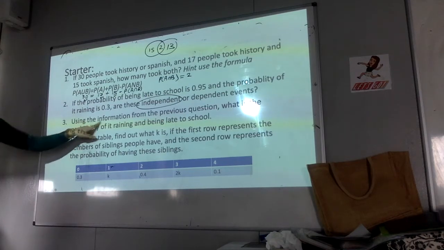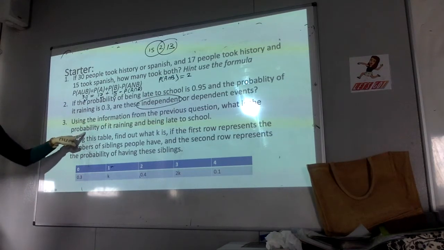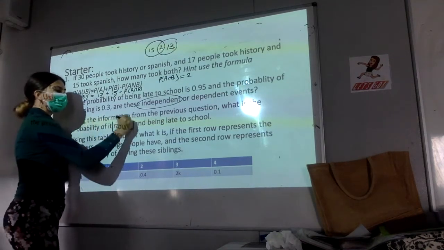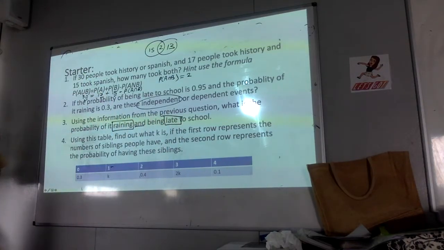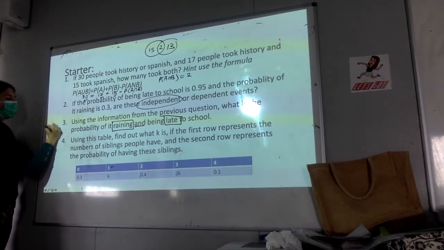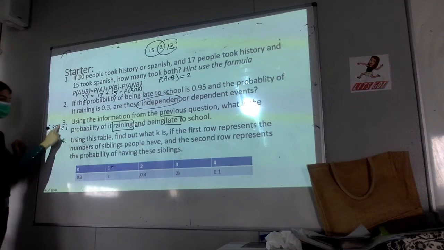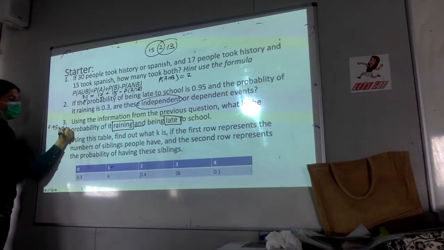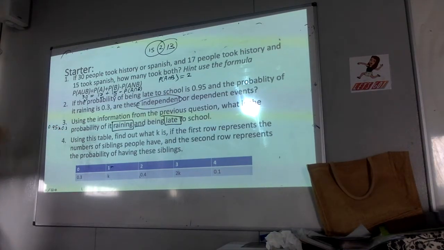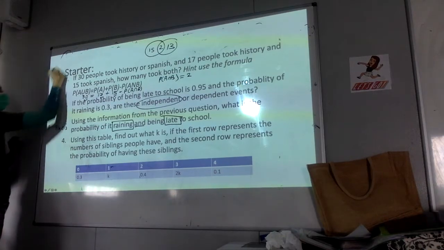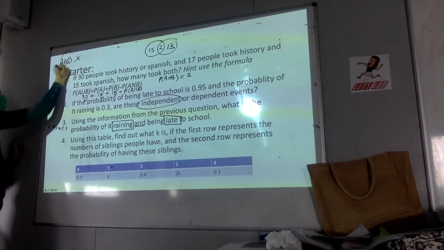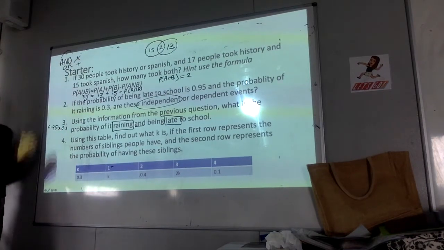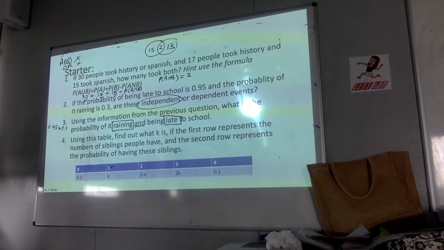Gwendolyn, using the information from the previous question, what's the probability of it raining and being late? Okay, so Gwendolyn thinks it's 0.95 plus 0.3. Do we agree with that? No, it's times. What you need to remember in probability is that when it says and, you think it's add, because it sounds like add, but it's times. When do we add them? When it says or, you use plus. We're going to use some questions on that in a second.